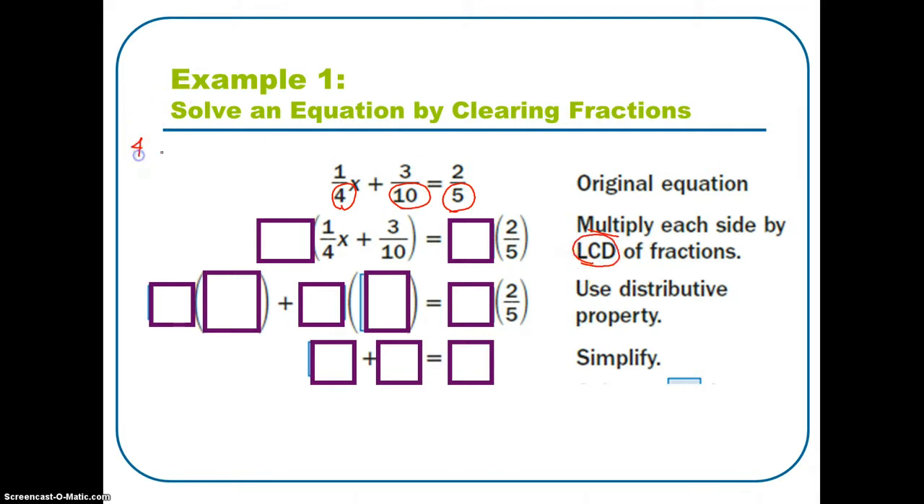Remember, with 4, 10, and 5, I'm going to do the upside down birthday cake. This is 2. At least 2 of them have to go into it. 5 just bring down because it doesn't divide by 2. And then we have 5 we can bring out. 2 just bring down. That's 1 and 1. We multiply the left side and the bottom. 5 times 2 is 10, times 2 is 20, times 1 is still 20. So we'll multiply each side by 20.